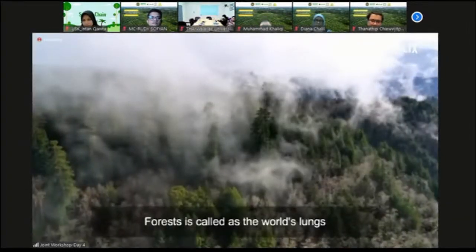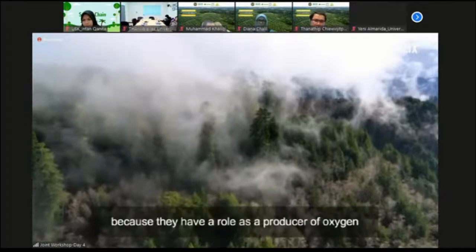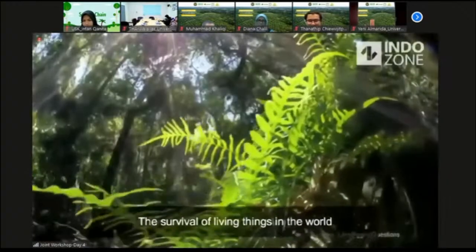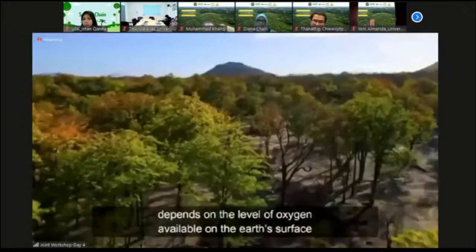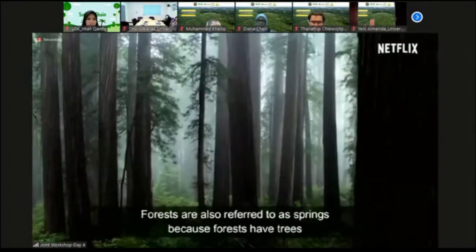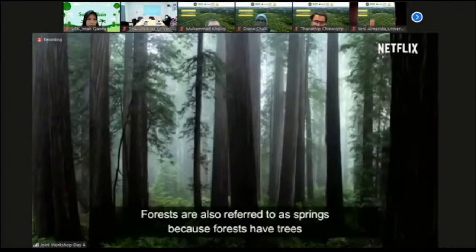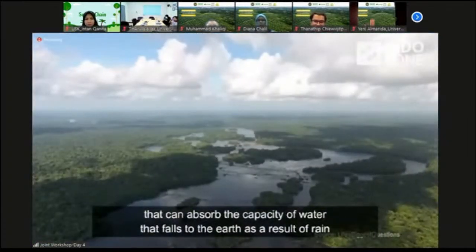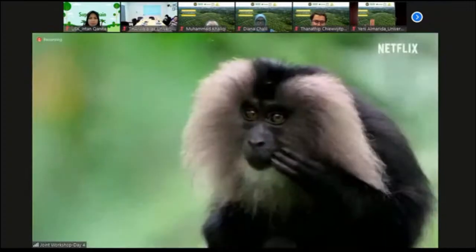Forest is called the world's lungs because it has a role as a producer of oxygen. The survival of living things in the world depends on the level of oxygen available on the Earth's surface. Forests are also referred to as springs because forests have trees that can absorb the water that falls to the earth as a result of rain.